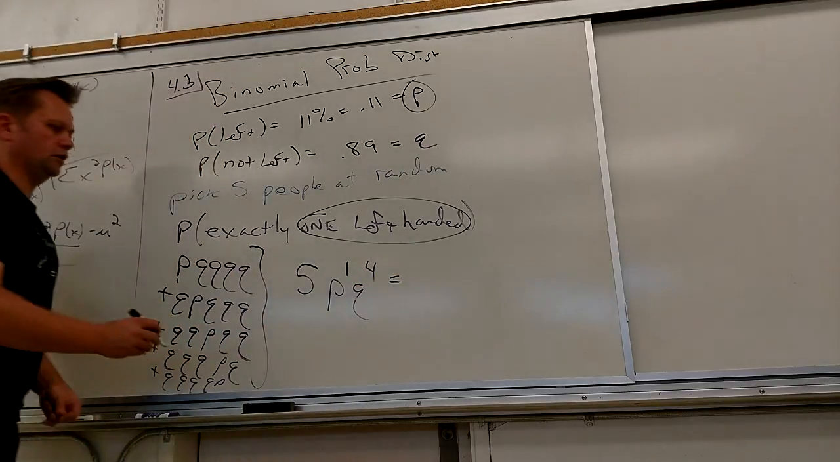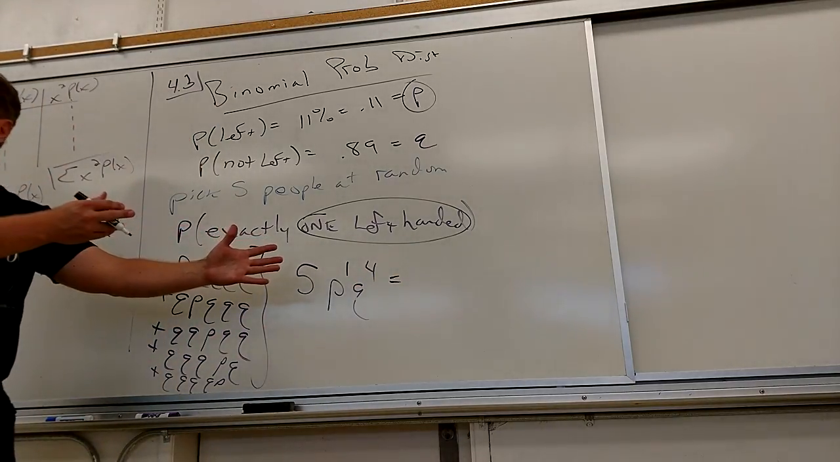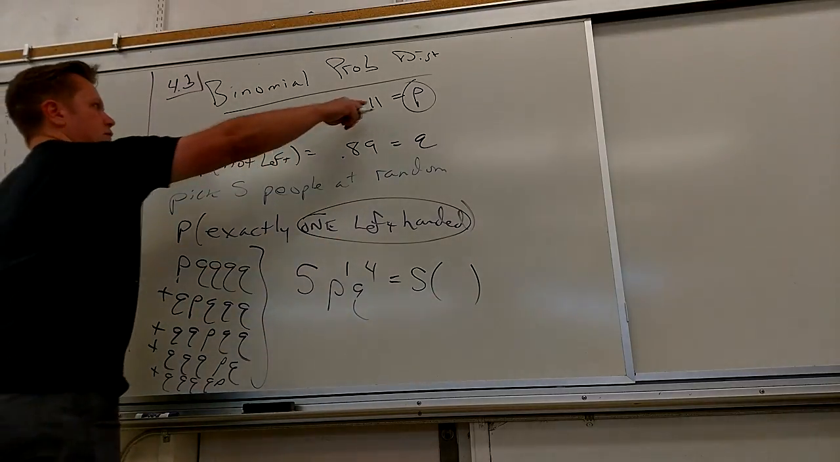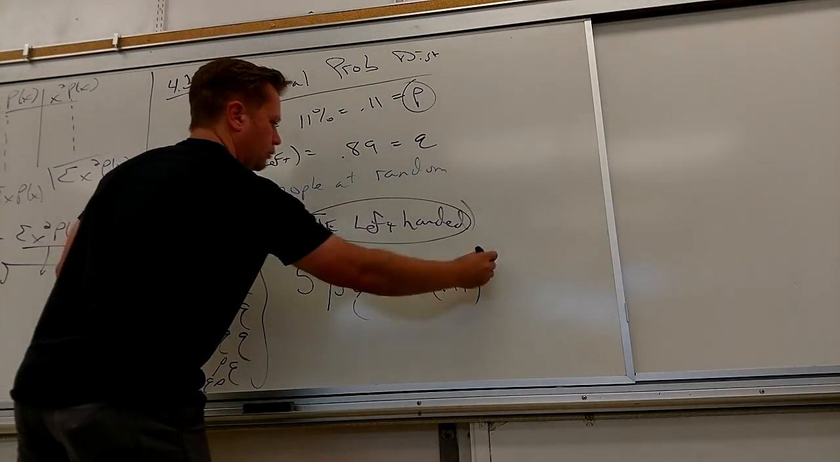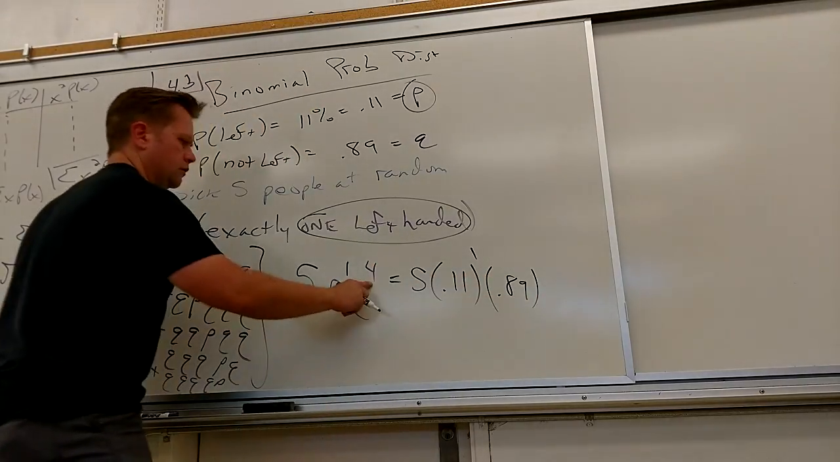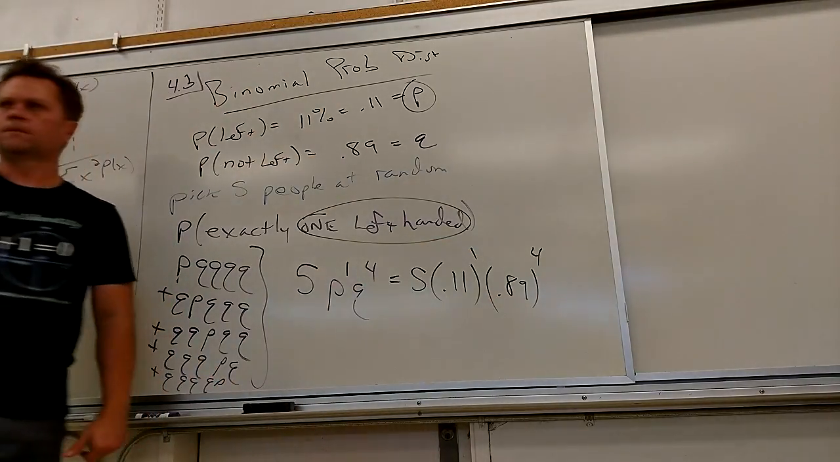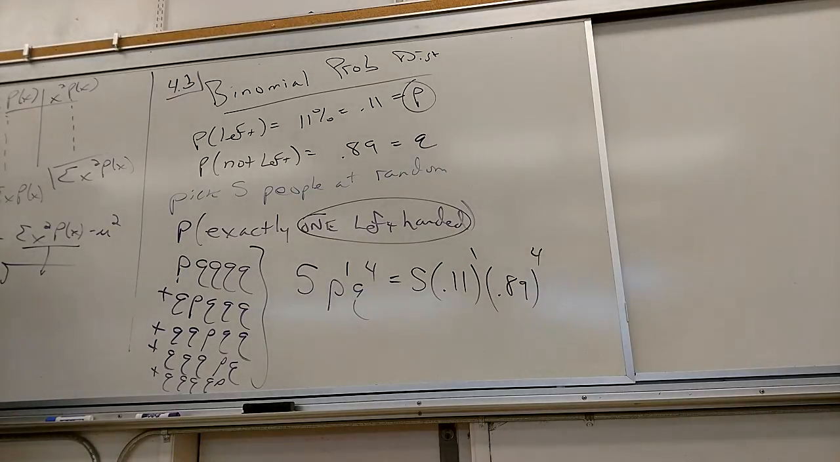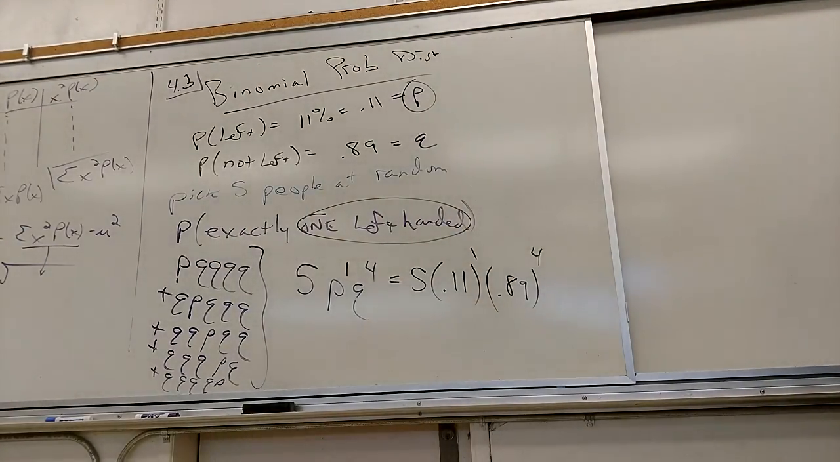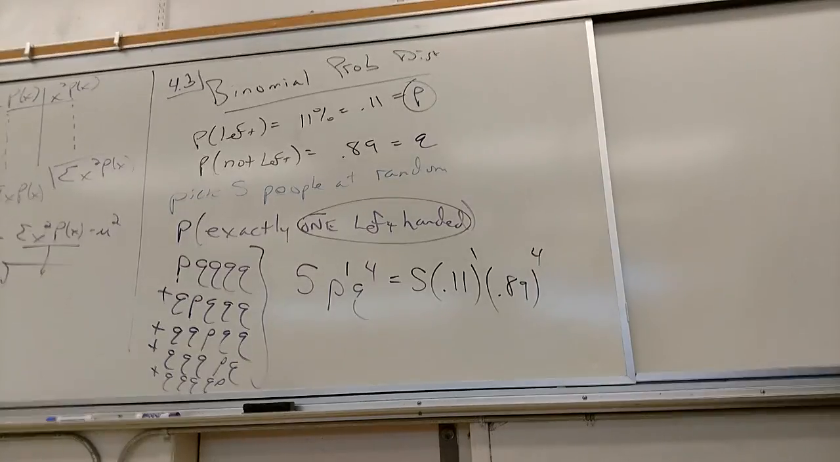So let's see, this will be, and now I can just plug this in the calculator, right? What was P again, the probability of left-handed? So that's 0.11. I want one of those. And I want 0.89 to the 4th power. So try to plug that in your calculator. If you need to borrow one, do so now.